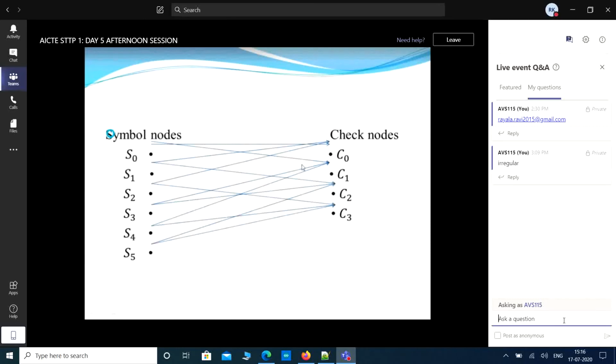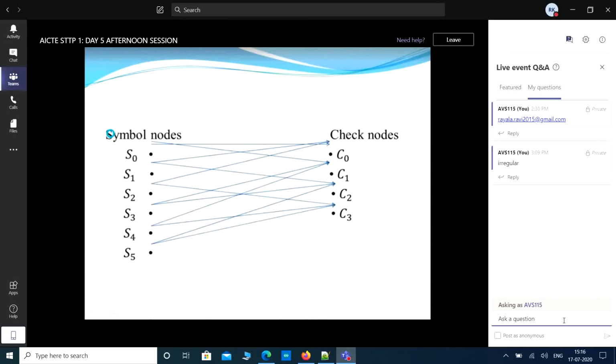S1 to C naught and S1 to C2. S1 to C3, it is not like C2 only, because this is S1. S1 to C naught, S1 to C3.